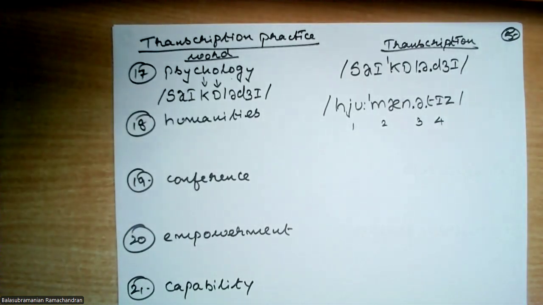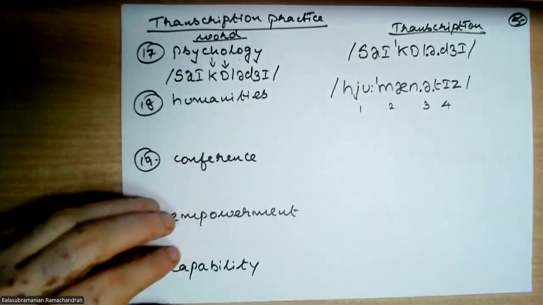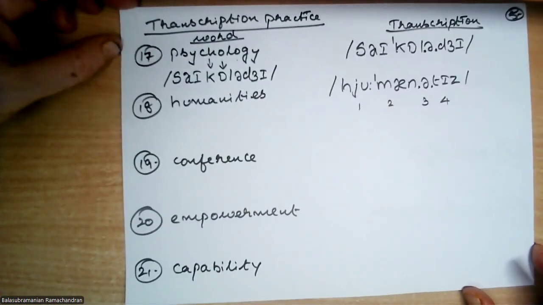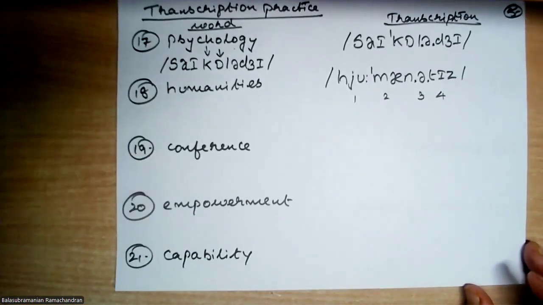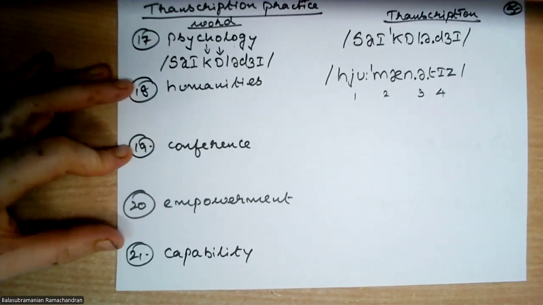All right, people. So shall we move on to word number 19? There are a total of 25 words, which is more than enough for practice. You just listen to each pronunciation 3 times and practice it once or twice. That's more than enough. Okay. So let's move on to word number 19.